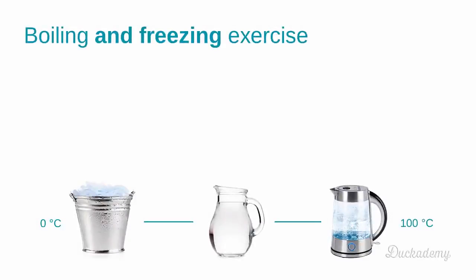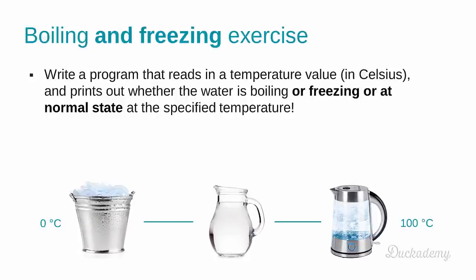Our next exercise will be the boiling and freezing exercise. This will be very similar to the previous exercise, but in this case we will have three options. Not only boiling and not boiling, but boiling, freezing, and normal state. Since we have more than two options, we have to join the ifs and create three options out of these two.